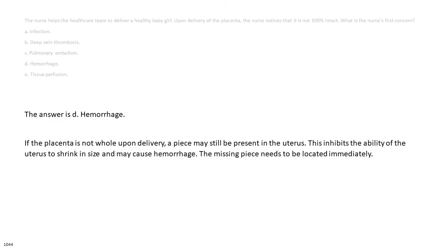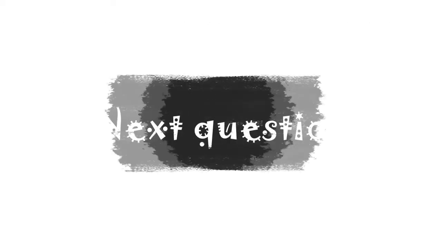The answer is D. Hemorrhage. If the placenta is not whole upon delivery, a piece may still be present in the uterus. This inhibits the ability of the uterus to shrink in size and may cause hemorrhage. The missing piece needs to be located immediately.